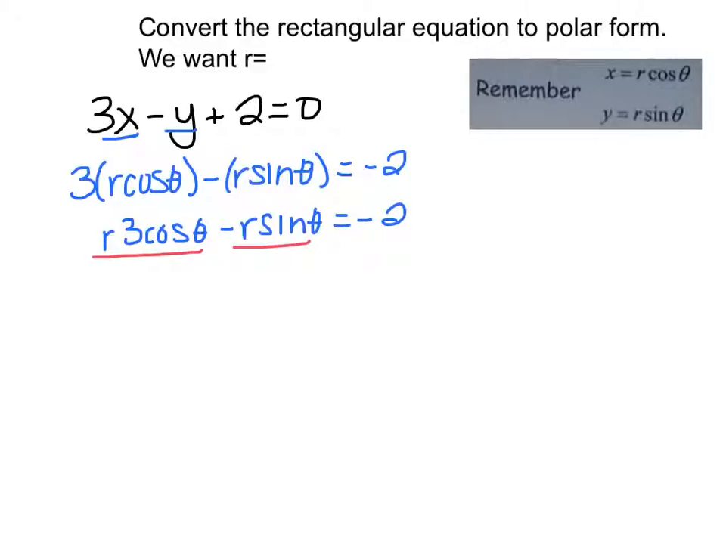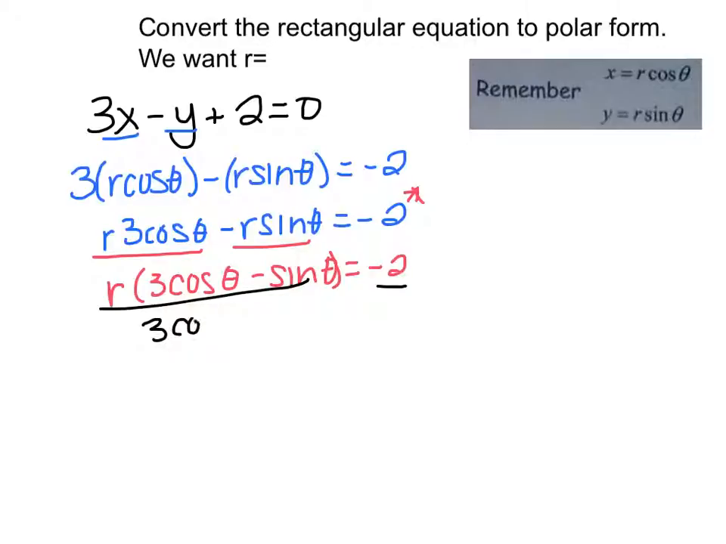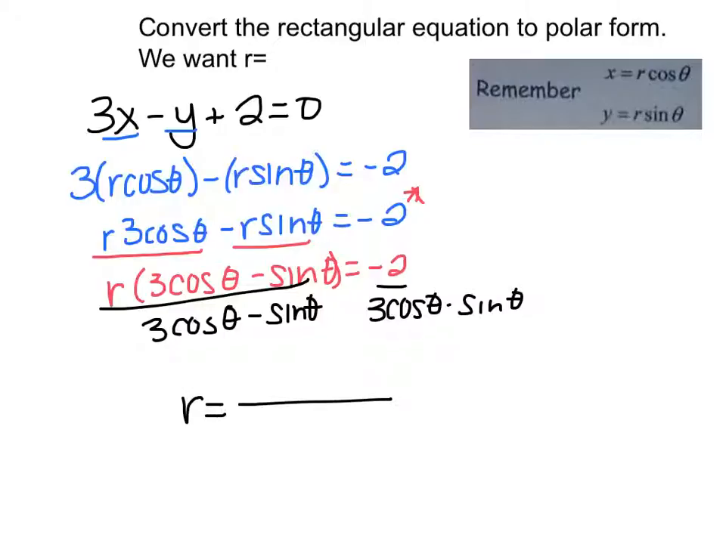Now, looking at these two terms, and part of the reason why I put this 2 on this side, it didn't have an r. And I can't distribute out unless I distribute out of everything. So let's factor out that r. And I'm left with 3 cosine theta minus sine theta equals -2. Well, at this point, my goal again is to isolate r, so let's just divide both sides by 3 cosine theta minus sine theta. And my final answer is r equals -2 over 3 cosine theta minus sine theta.